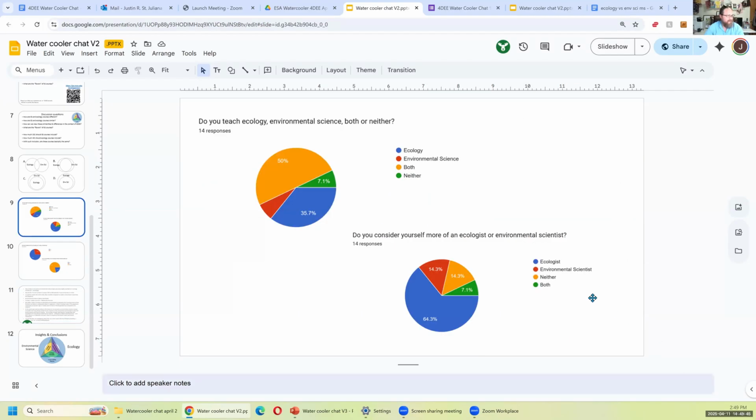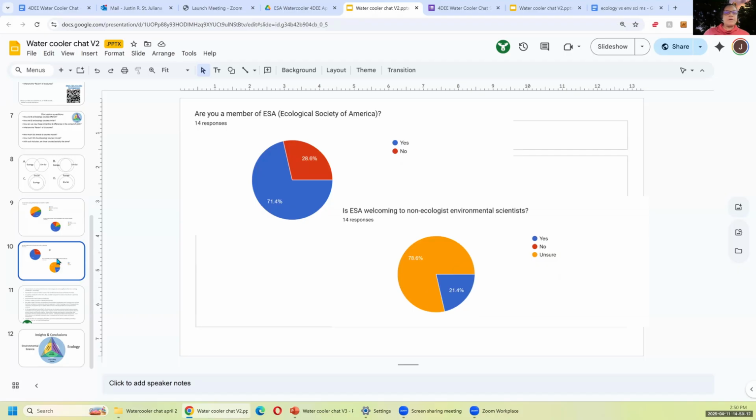It looks like most of us are teaching both, which I was kind of surprised by. I thought it was one or the other. But it looks like most people are teaching both environmental science and ecology. When looking at how people view themselves, most people saw themselves as an ecologist, but there was 14% that didn't identify as either. So I appreciate you all joining us and giving your feedback.